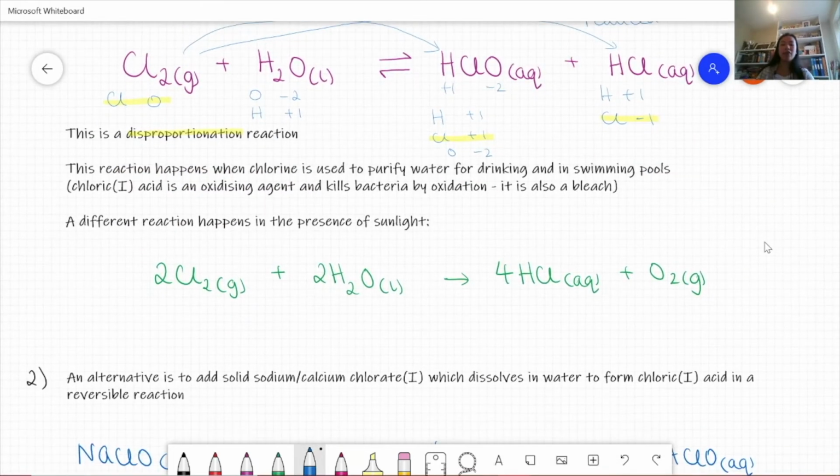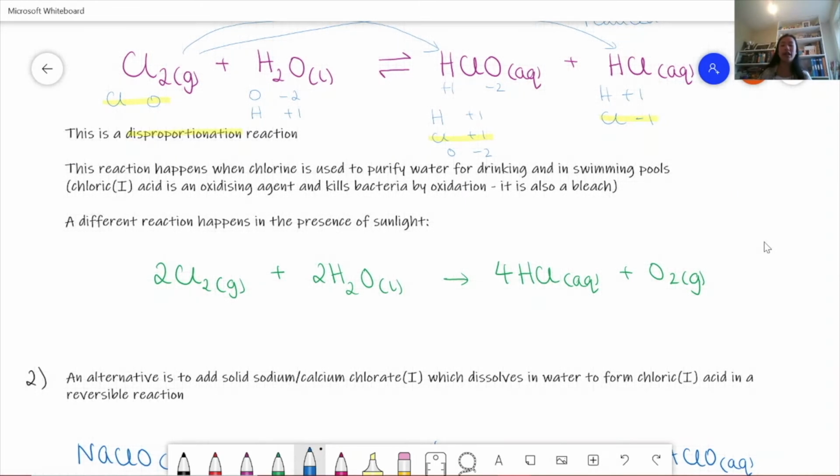However, a different reaction happens in the presence of sunlight, and we get chlorine reacting with water to form hydrochloric acid and oxygen. So when there is lots of sunlight, the chlorine actually gets used up really, really quickly because it's no longer a reversible reaction. And so we have to keep on topping up the chlorine if it's an outdoor pool, for example.